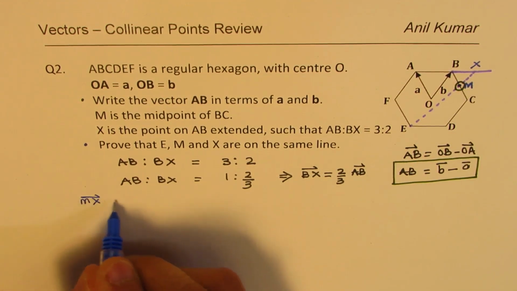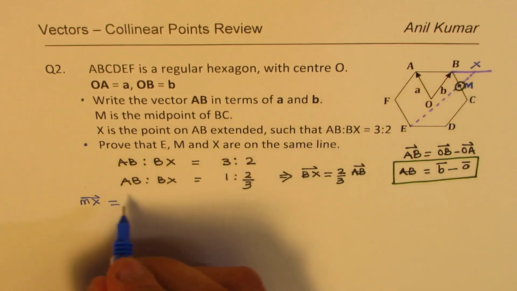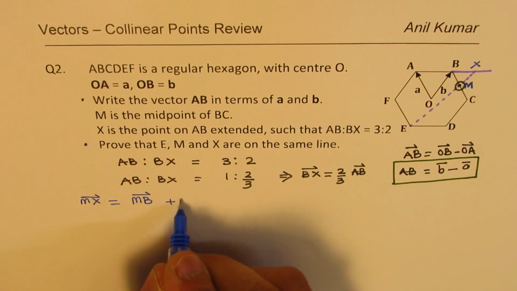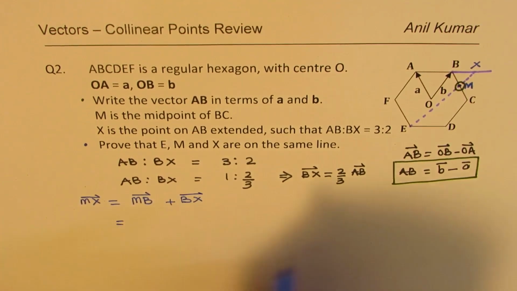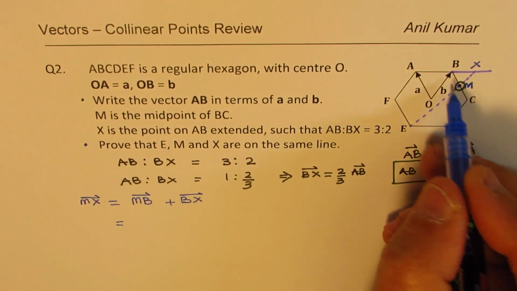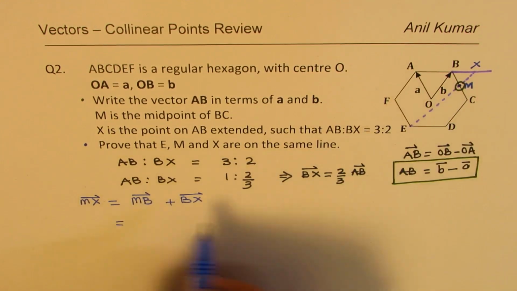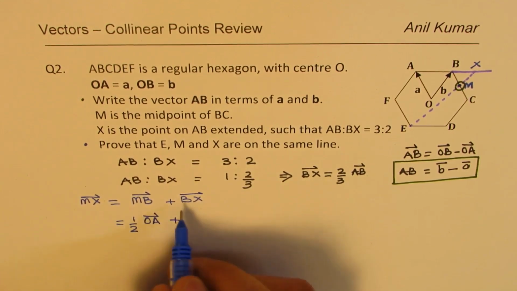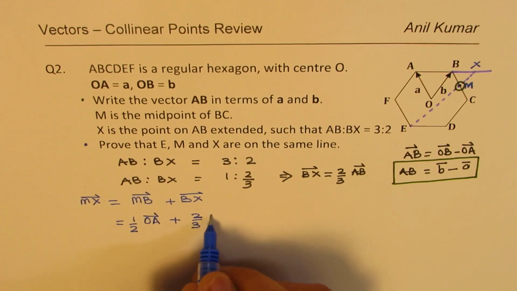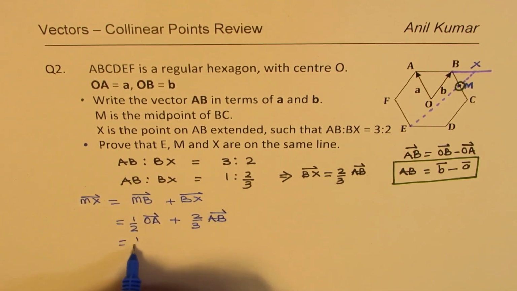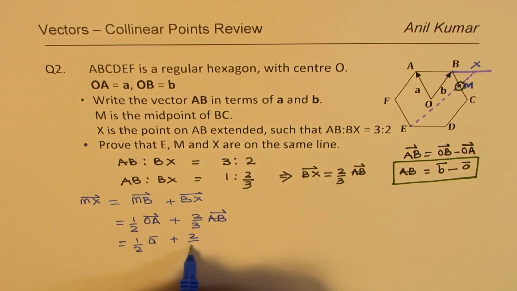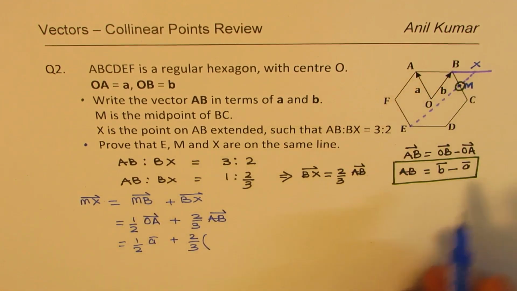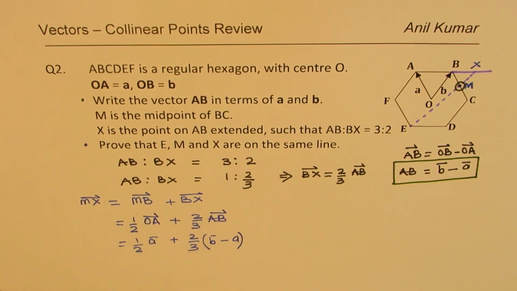So let's begin with M to X. What is M to X? Path followed will be M to B, B to X. Now M to B, since this is a midpoint, BC is same as OA, is basically half of O to A. And B to X is 2/3 of A to B. So this is half of A, and this is 2/3 of A to B, which is B minus A. Does it make sense to you? Do you see how easy the flow comes, right? So that is how you could actually work around.